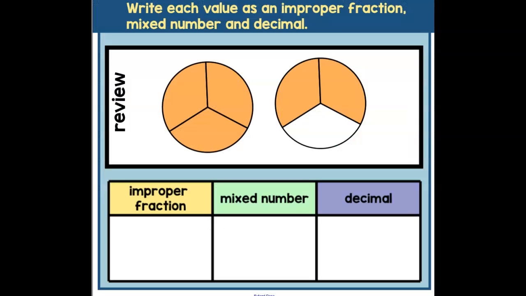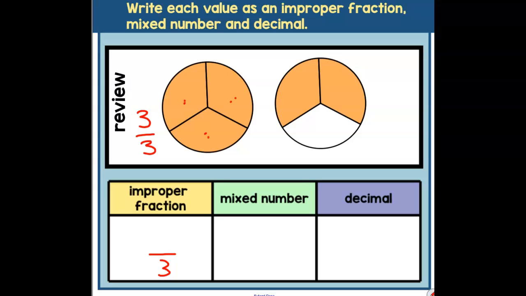So if we go back to the first day we talked about these two, it says write each value as an improper fraction, a mixed number, and a decimal. Our improper fraction, our first job is to always figure out what am I counting by, what unit fraction? Well, I'm going to count 1, 2, 3. I have 3 pieces in each whole, so I'm counting by thirds. So my denominator is going to be thirds.